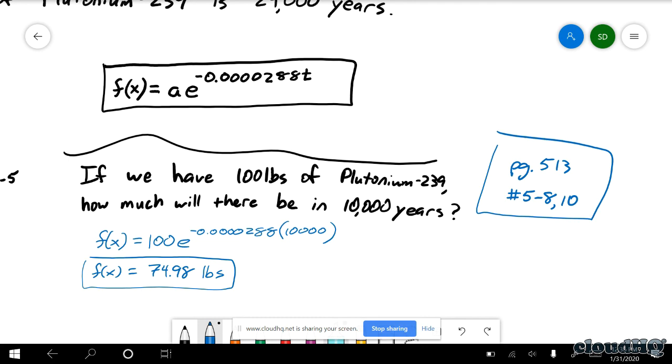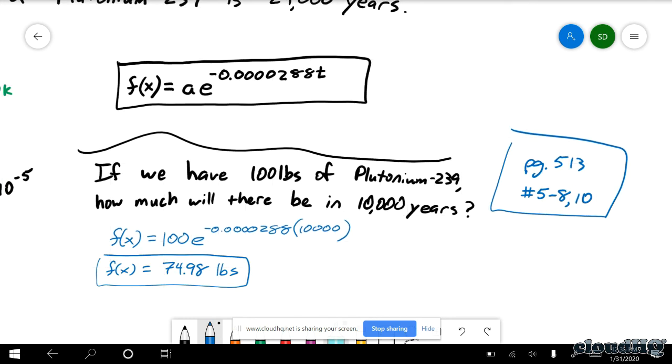K is the rate. Yep, K is like the rate it's growing or decaying. Right now it's written as a decimal, not as a percent, but yep, that would be your rate.